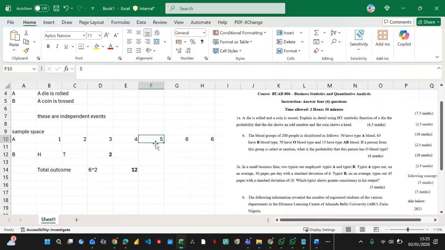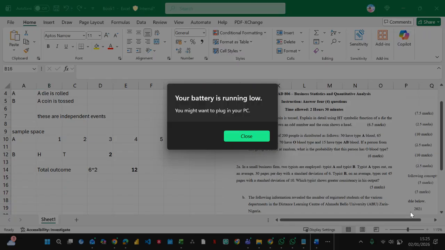So the total outcome of these two events now is 12. Now the question is that we need to get an odd number. How many are we going to have here? This is one, three, and five. They are odd numbers. So the outcome of odd numbers is three. Simple.